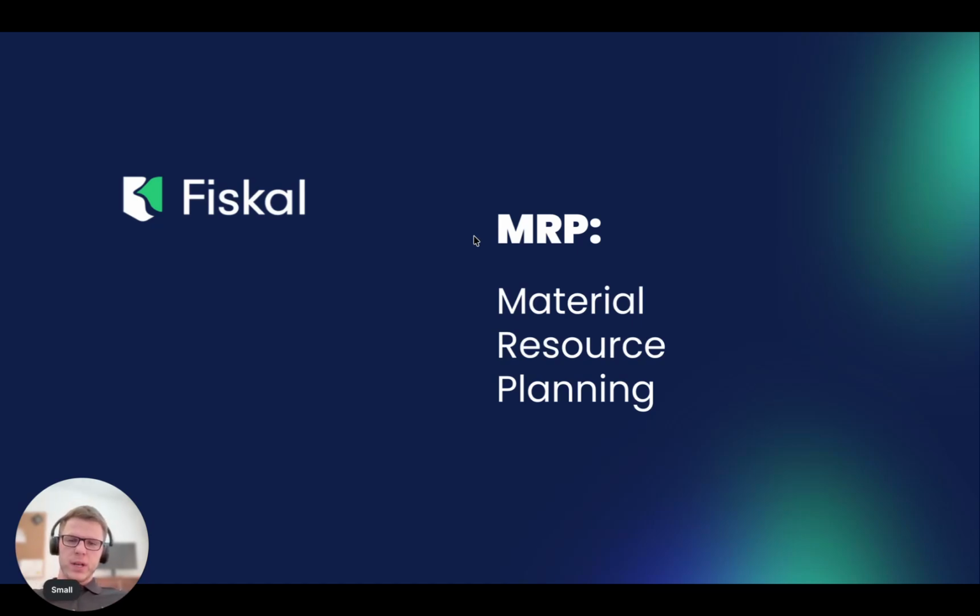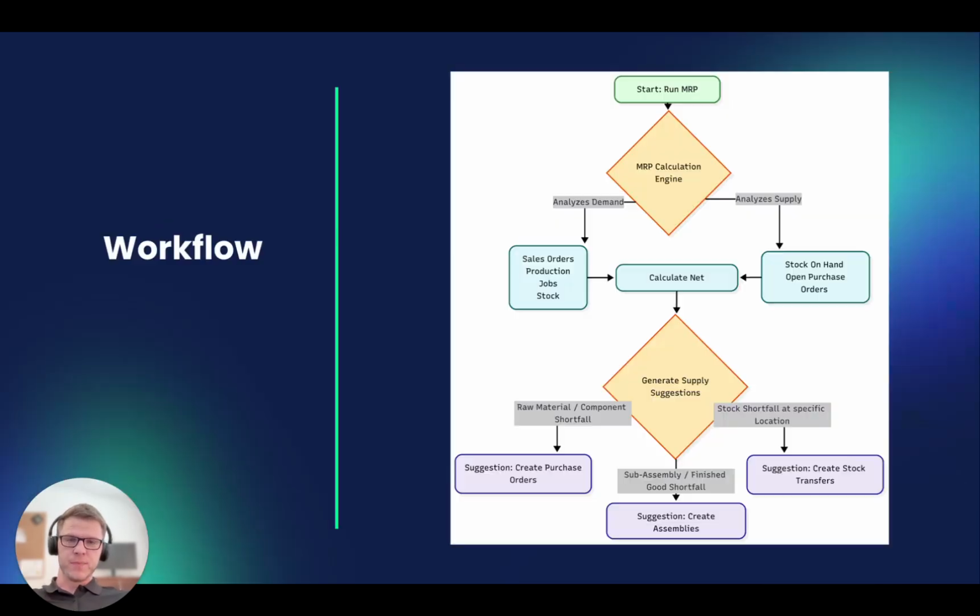So what is the MRP? Basically, it's an engine that takes a couple of variables and then tells us, based on the settings that we've given it, what should happen next. So it looks at our demand. That's sales orders that are in the future that are not yet fulfilled, production jobs that are required but not yet completed, and stock transfers that are also started and not yet completed.